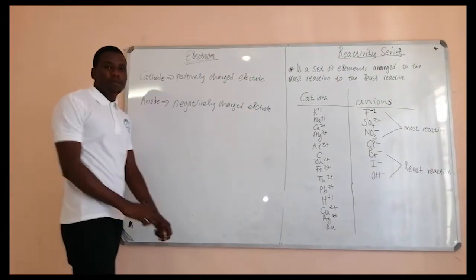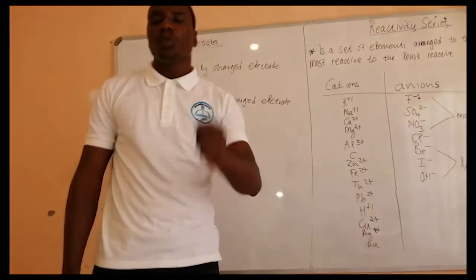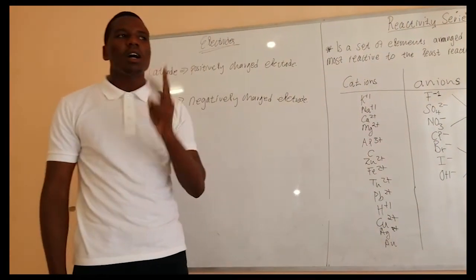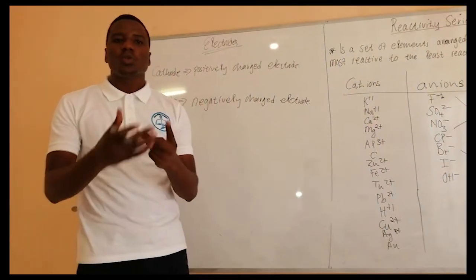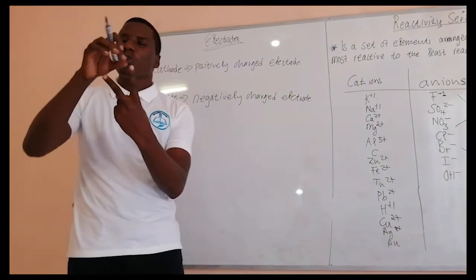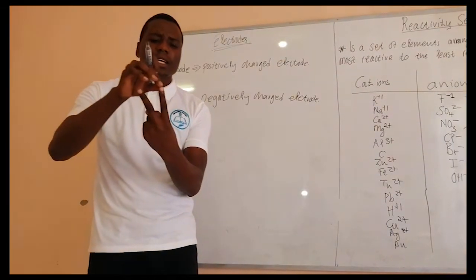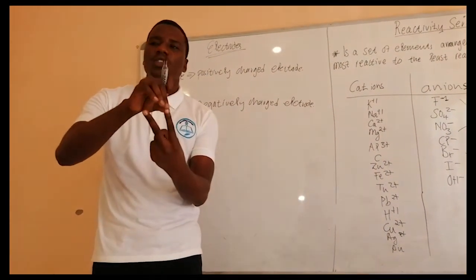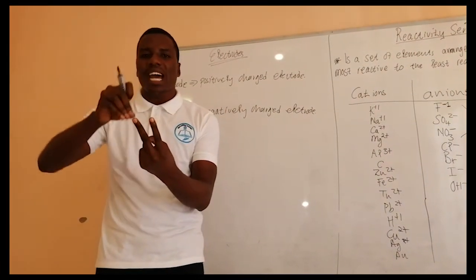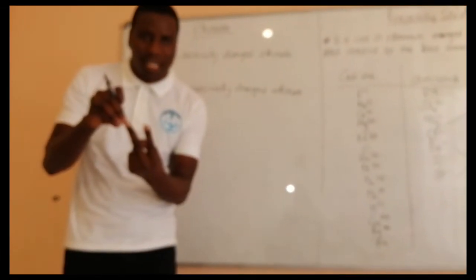Now, let me clear something here. Whenever we are dealing with electrodes, we should be careful with one thing. We have two kinds of ions, the cations and the anions. Now, what are the cations? The cations are ions of metals, and the anions are ions of non-metals. But they also include a little bit of metals there.